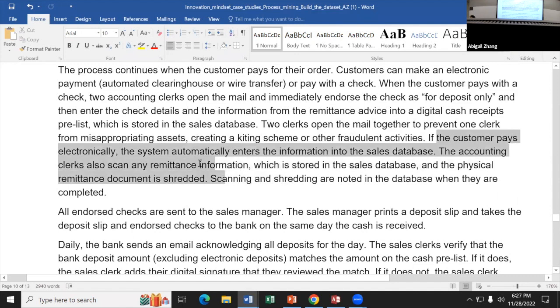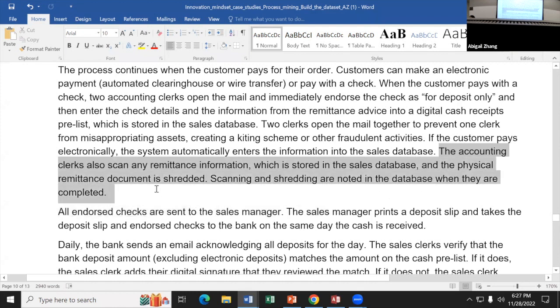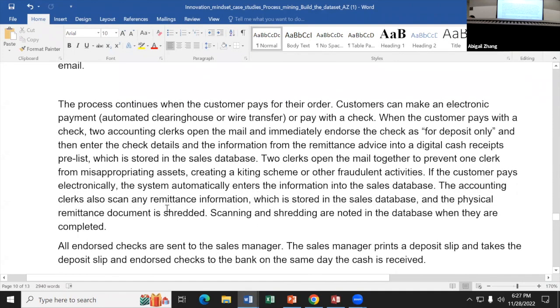Two clerks open the mail together to prevent one clerk from misappropriating the assets. If the customer pays electronically, then things are very easy because it's all just automatically processed by the system. The accounting clerk can also scan any remittance information, which is stored in the database, and the physical document will be shredded. The scanning and shredding will be documented in the database too. So let me name this whole paragraph as accepting payment, cash receipts.